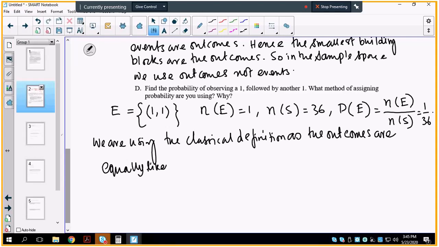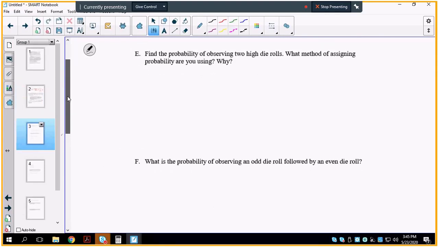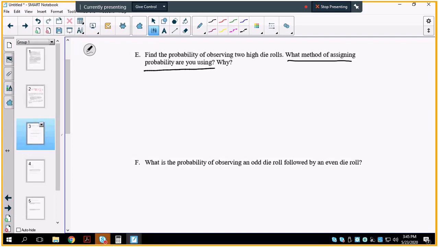So we'll go ahead and answer the next one. Find the probability of observing 2 high die rolls. So now I want both of the rolls to be high die rolls. What method of assigning probability are you using and why? So this portion of the question we have answered. So I'm just going to go ahead and say that it's the same as part D. But we want the event where both rolls are high, and remember high rolls are 5 and 6. So how many ways can it happen? Well, you can get 5 and 5.